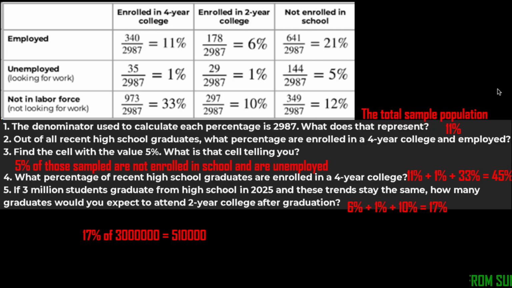So again, I got that 17% from adding up the 3 values in the column, and I took 17% of 3 million, again that has 6 zeros, is 510,000, so that's 4 zeros.